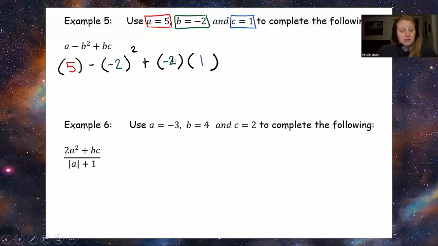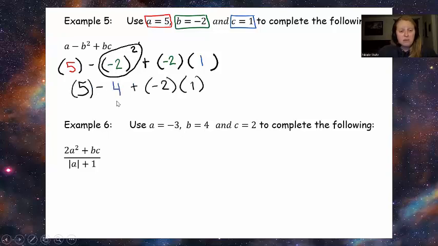Now I do have parentheses, but there's no math to do in them. So I move on to exponents. And there's that -2 squared. It doesn't matter if it's 2 or -2. If it's squared, it's positive. And then we copy everything else.